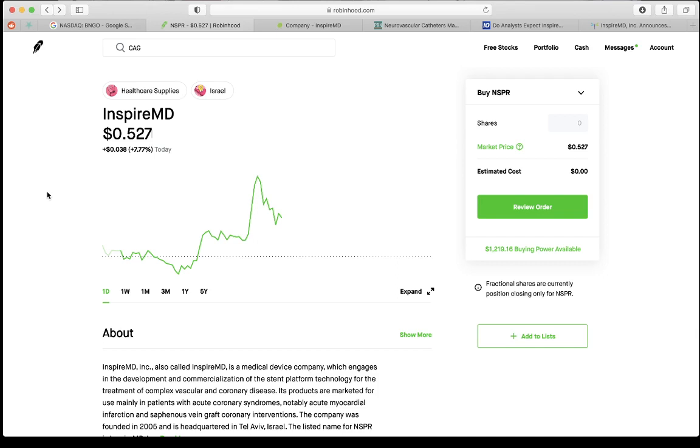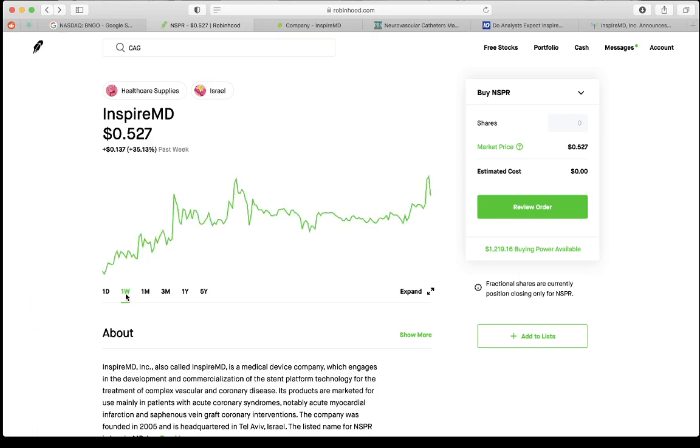One stock that I was looking at today goes by InspireMD, ticker symbol NSPR. It's a pharmaceutical company located in Israel. And one thing I did like about the stock is not only were they up today about 16%, their highest, and they've bounced around 52 and 55 cents for the last few minutes or so.